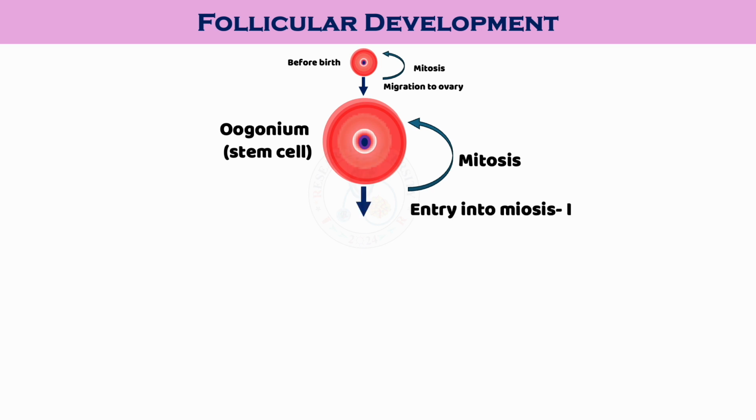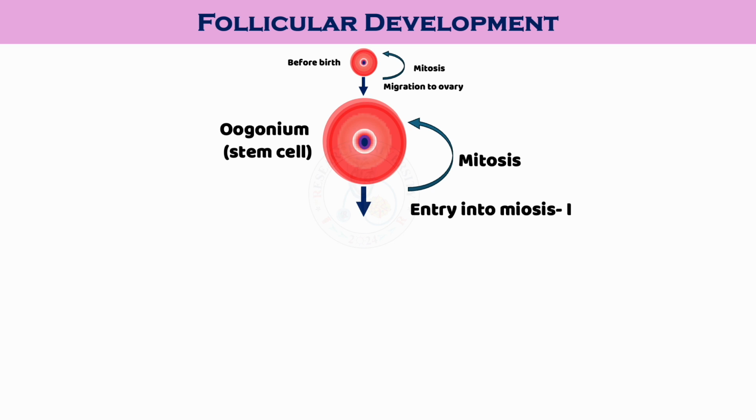Now the oogonium is entering into the meiosis process. This meiosis process has two stages, meiosis 1 and meiosis 2. Meiosis 1 is the longer process and it starts before birth and is arrested in the prophase 1 stage, incomplete. This prophase 1 will be completed after puberty and it will continue the other steps in meiosis 1. When this process is finished, the ovum is released. After the ovum is released, when fertilization takes place with the sperm, only then will the meiosis process complete.